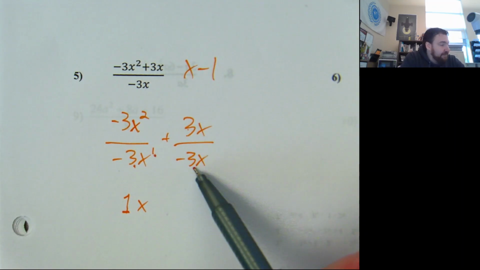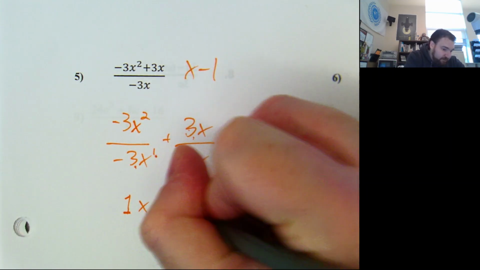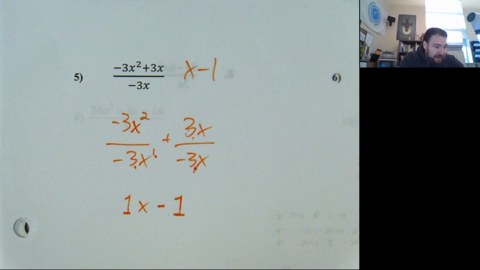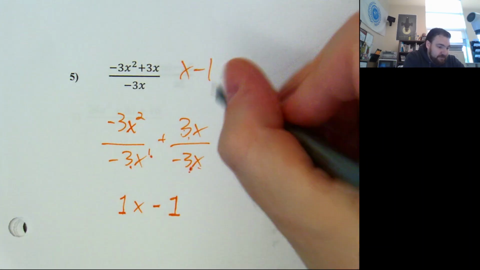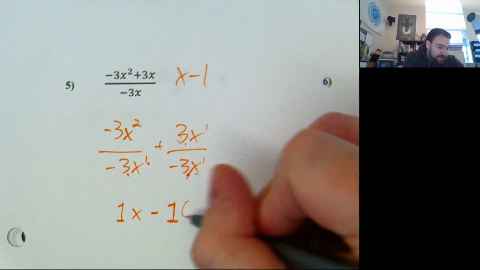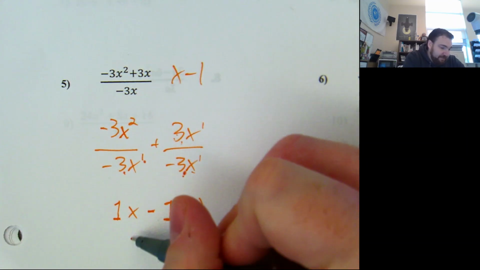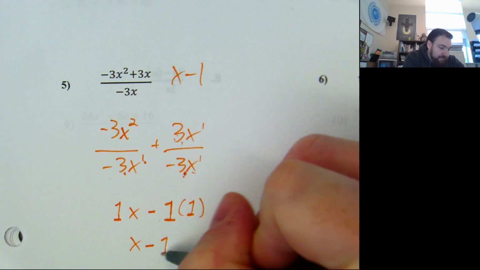3 divided by -3 is? A positive divided by a negative is going to be negative, and 3 divided by 3 is? So this is going to be -1. And x divided by x is going to be x to the 0, which itself is also 1. So you're going to get 1x minus 1 times 1, which is just going to become x minus 1.